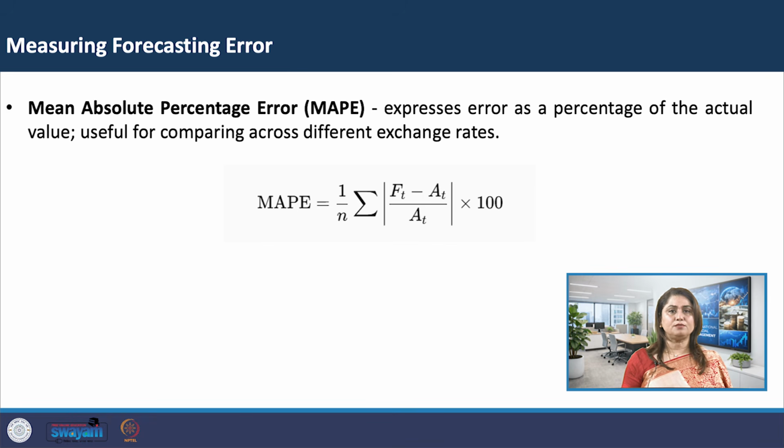Together, these measures give a comprehensive picture of how accurate a forecasting model has been and help analysts identify whether their models need to be recalibrated, updated or replaced.